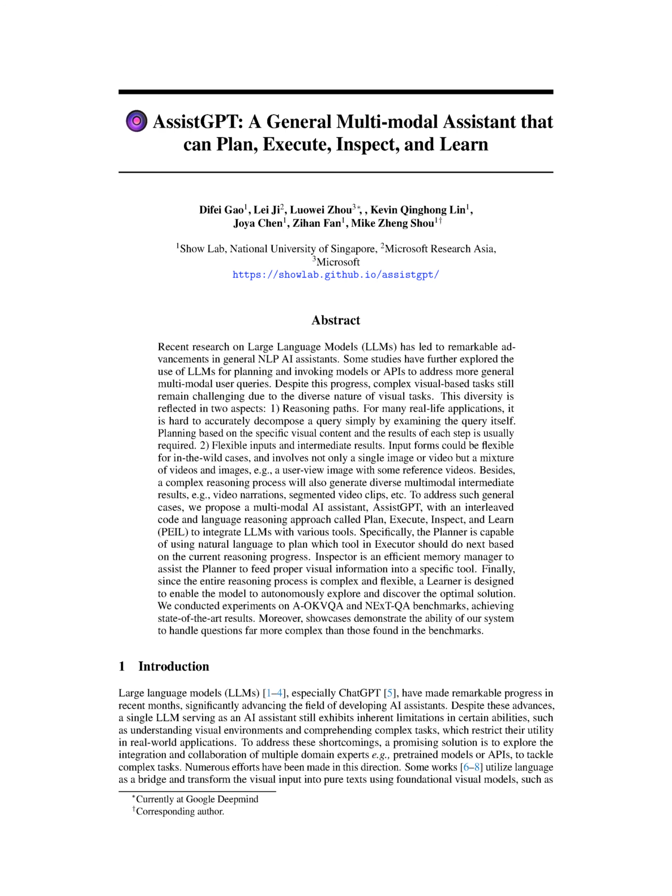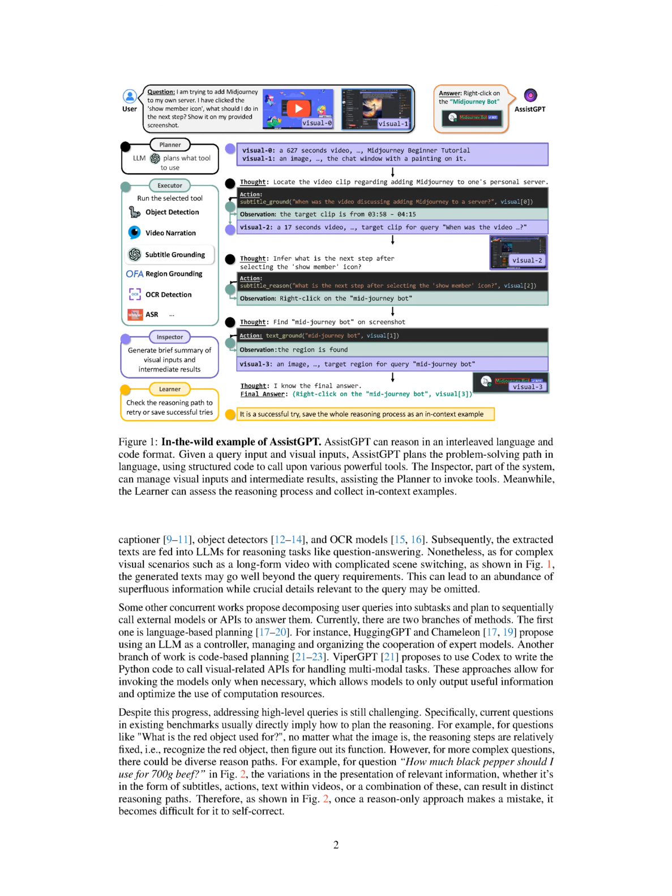One potential solution that shows promise involves combining the efforts of multiple domain experts, like pre-trained models or APIs, to manage more complex tasks. Several attempts have already been made in this area. Some researchers are using language to bridge the gap, converting visual input into text with basic visual models like object detectors, OCR models, and captioners. These transformed texts are then processed by LLMs to solve reasoning tasks such as question answering. However, when dealing with more complex visual situations, such as lengthy videos with intricate scene changes, the resulting texts often include excessive, unnecessary information, while neglecting crucial details that directly answer the query.